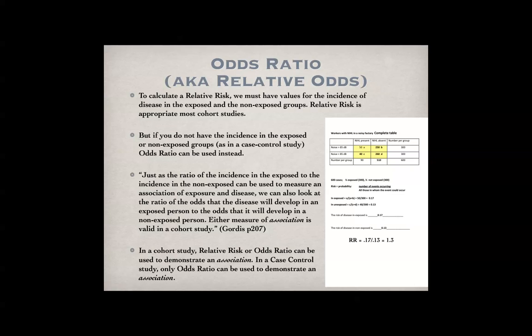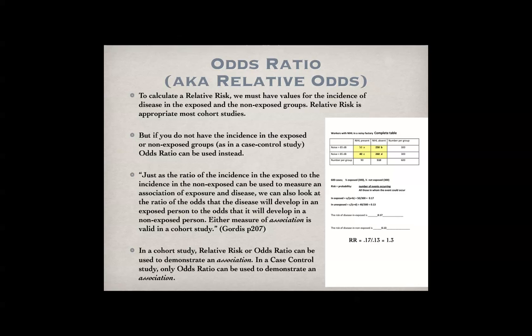So let's talk about odds ratios briefly, also known as relative odds. Again, we're not going to have to do a calculation, but you're going to have to demonstrate that you know how to set this up for your create a study assignment, which is going to be submitted with the final exam. Okay, so again, this is our relative risk problem.